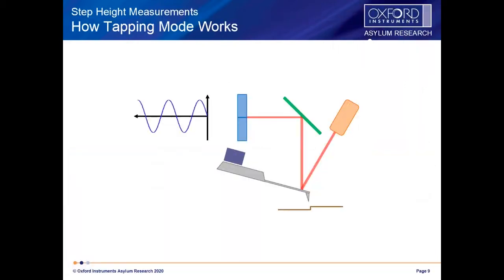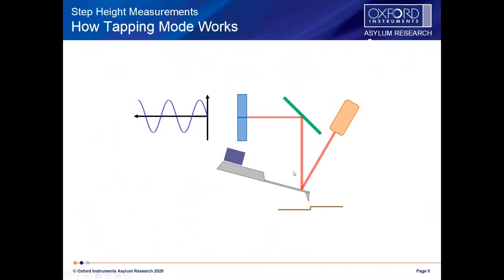In order to understand step height measurements and how they work, I'm going to use a cartoon that explains how an AFM actually scans the surface and how an AFM feedback loop works. What you see on the screen is a sharp tip, and below the tip is a sample with a step height. And this tip is going to scan the surface.